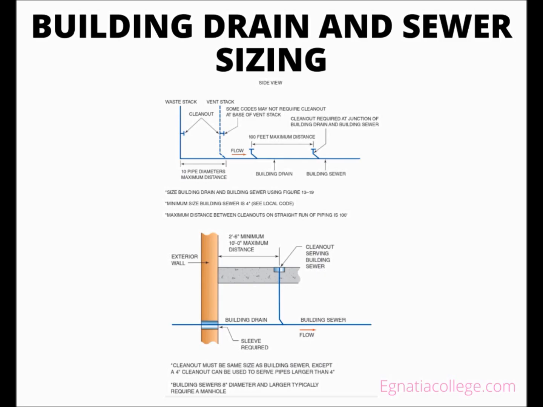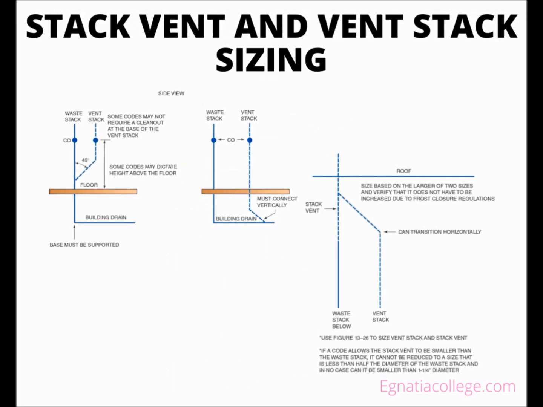Most codes dictate that the smallest building sewer must be 4 inches, but the building drain can be smaller than the building sewer. According to some codes, the base of a stack cleanout on a 3-inch minimum size waste stack can be used as the cleanout for the building sewer if it is located not more than a developed length of 10 feet from the junction of the building drain and sewer.